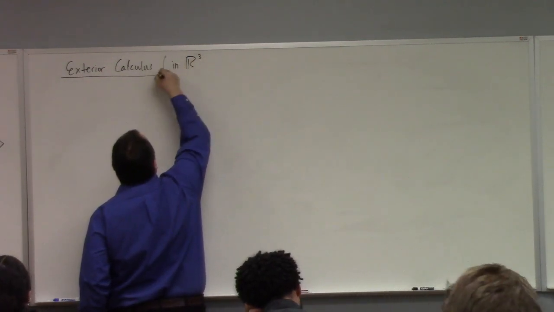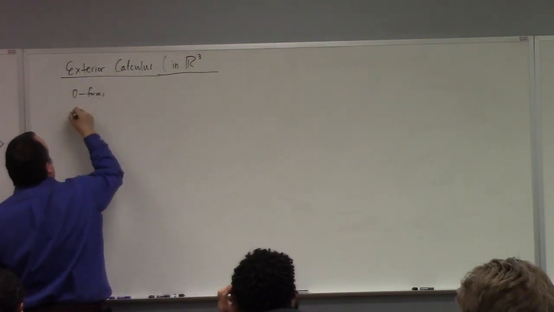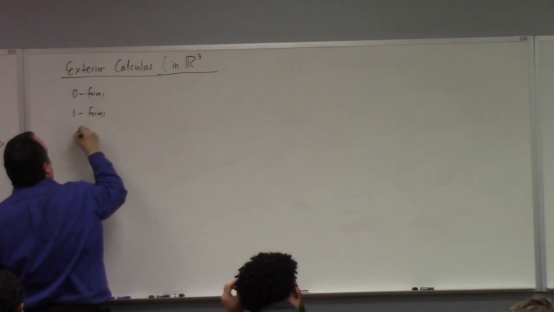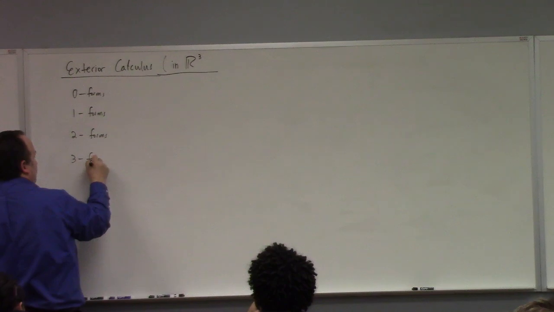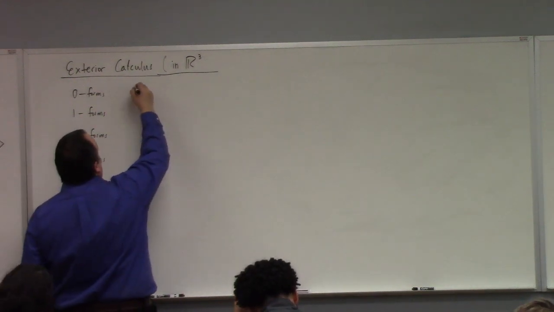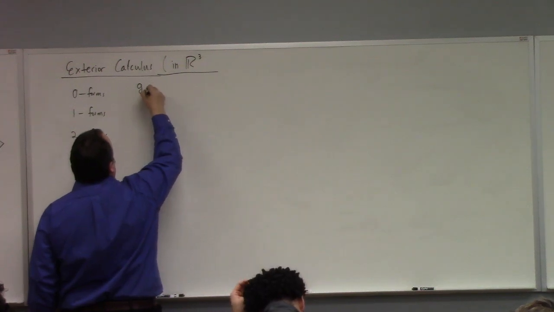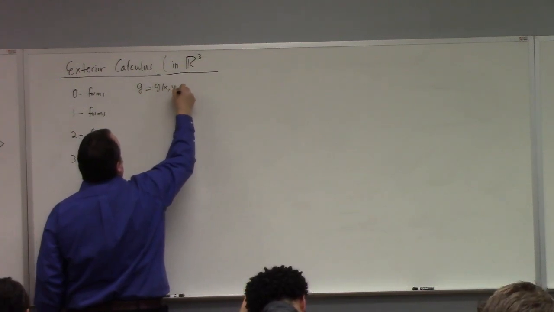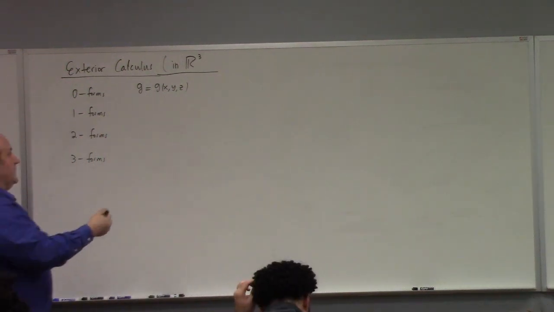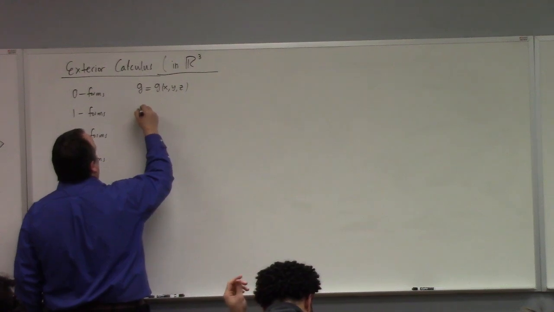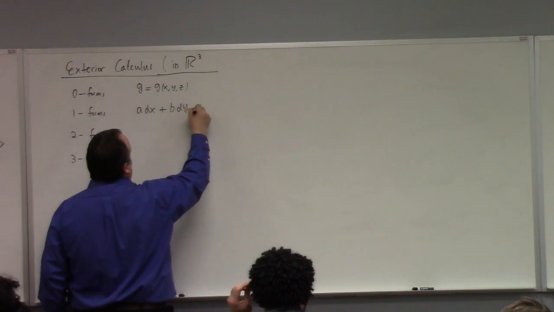All right? So I'll be real brief. You have 0 forms, you have 1 forms, you have 2 forms, and you have 3 forms. A 0 form is just a function, like g, just a function of x, y, and z. All right, just a plain old function is a 0 form. A 1 form is something like a dx plus b dy plus c dz.